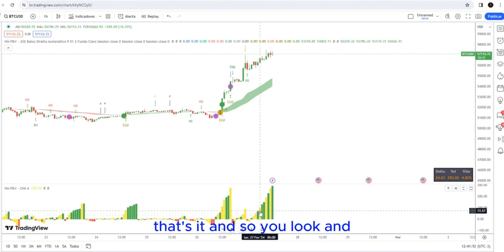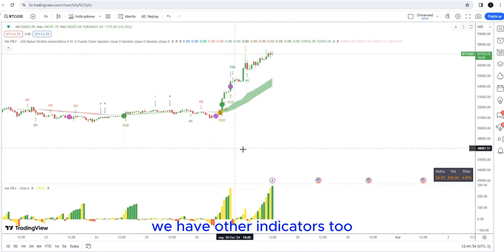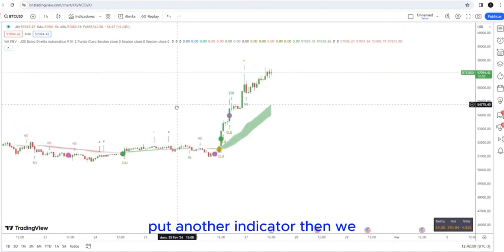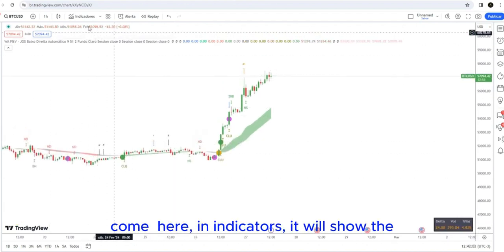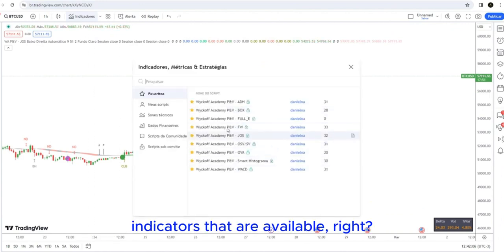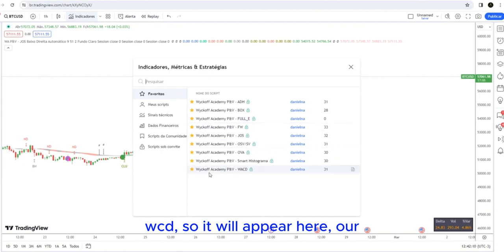And so you look, and we have other indicators too. So we remove it so we can put another indicator. Then we come here to indicators. It will show the indicators that are available, right? Here we have the WCD, so it will appear here.